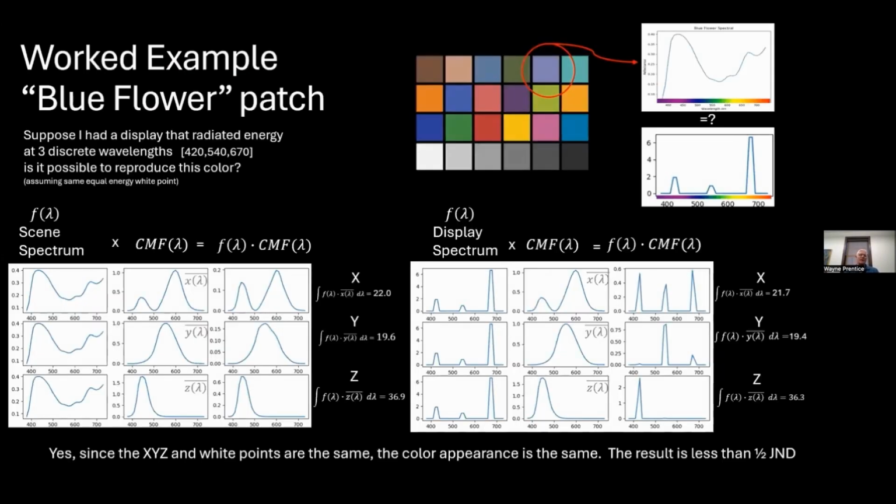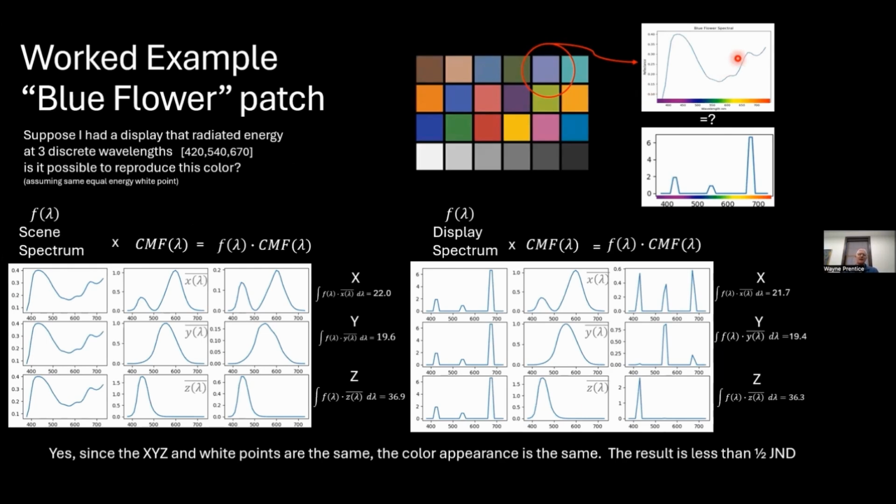So we went through this calculus math here, but I want to bring it home and make it into something real. So let's just take an example. See this patch in the color checker? It's called the blue flower. And here's the spectral reflectance of it, as you'd expect. It has more blue, almost no green, and a little bit of red.